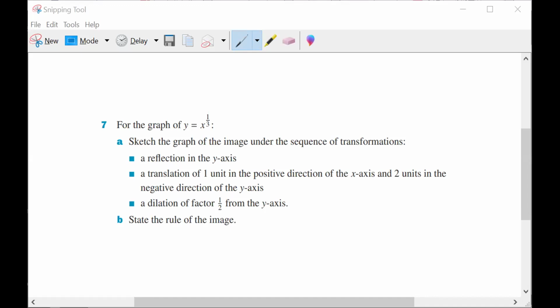So let's get started. In this case, we have a reflection in the y-axis first, followed by a translation of 1 unit in the positive direction of the x-axis and 2 units in the negative direction of the y-axis. And then we have a dilation by a factor of half from the y-axis. So let's write this out.